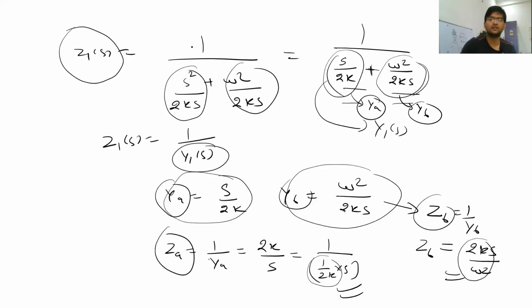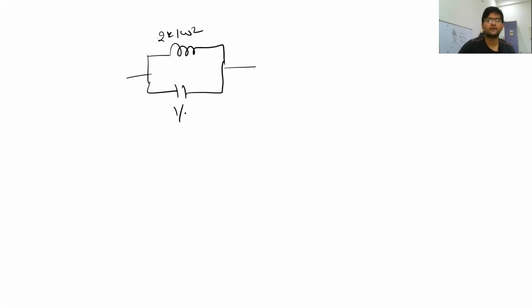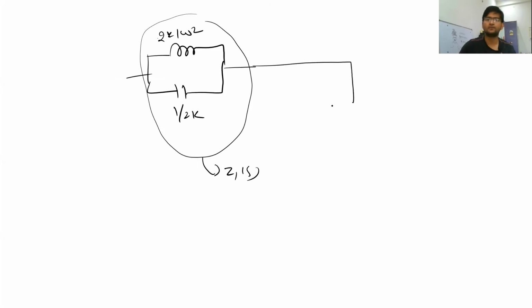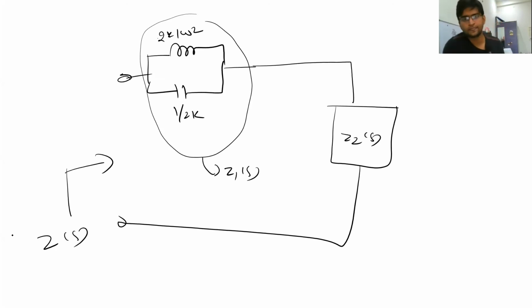What is the value of this inductor? The value of this inductor is 2k upon omega square. And what is the value of this capacitor? It is 1 upon 2k. So this capacitor has a value of 1 upon 2k. This whole combination is basically your Z1s. Clear? And this is your Z2s, which is in series with this whole combination of Z1s. And this whole thing is ZS or HS. Clear? So I hope you understood this.